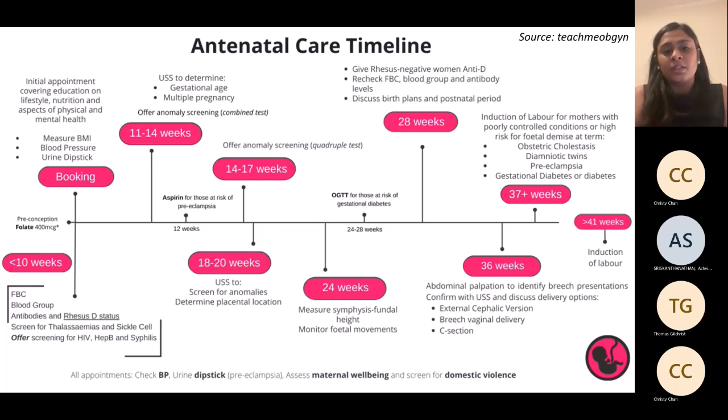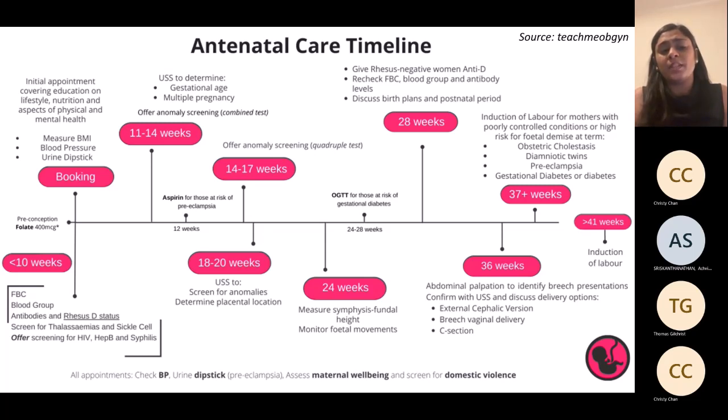Generally speaking, women find out hopefully under 10 weeks of gestation and will have had their booking appointment by that point, which is the initial appointment, which covers the education, the lifestyle, nutrition, aspects of physical and mental health that are important in pregnancy, as well as measuring things like BMI, blood pressure, urine dip, as well as the blood test that we discussed earlier on.